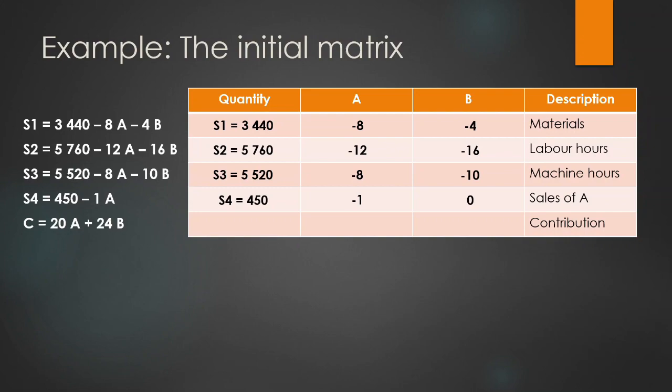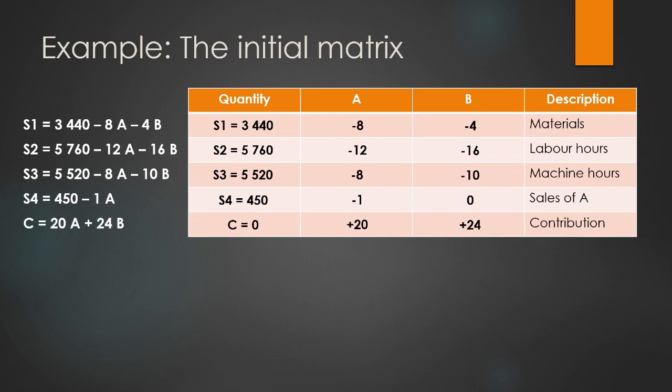If we produce absolutely nothing, our contribution will be 0. So in our quantity column, we have C is equal to 0. For each unit of A we produce, we gain a contribution of 20 Rand. So column A's value is positive 20. Likewise, for every unit of product B, we gain a contribution of 24 Rand. So column B's value is positive 24.